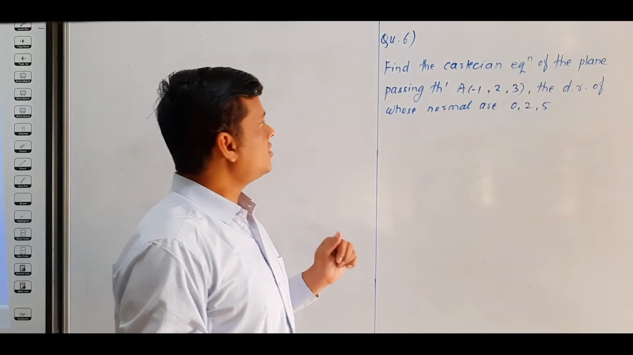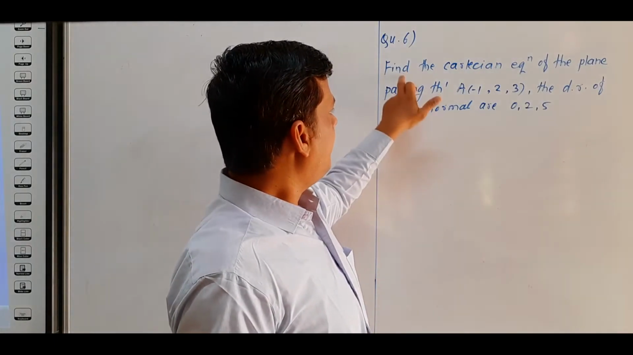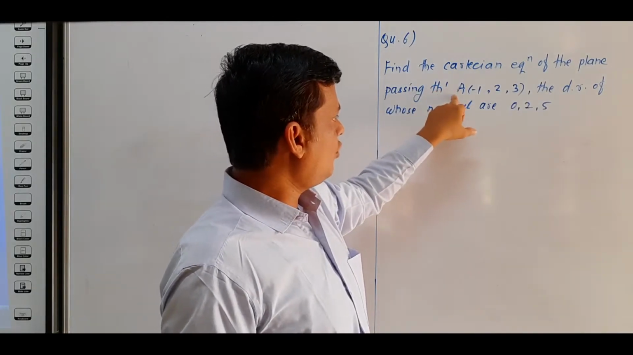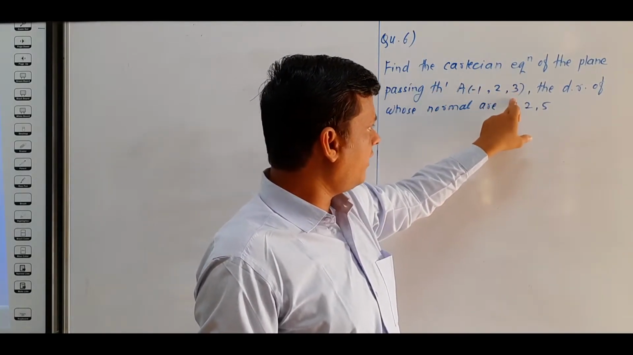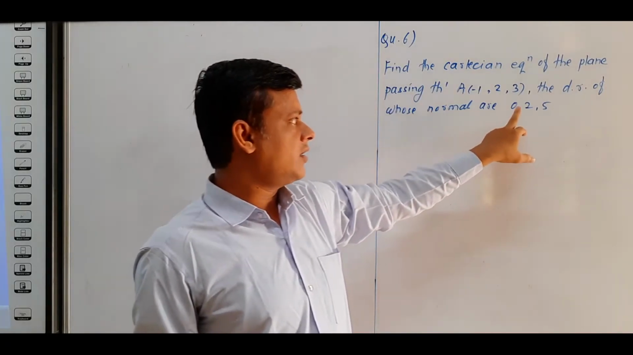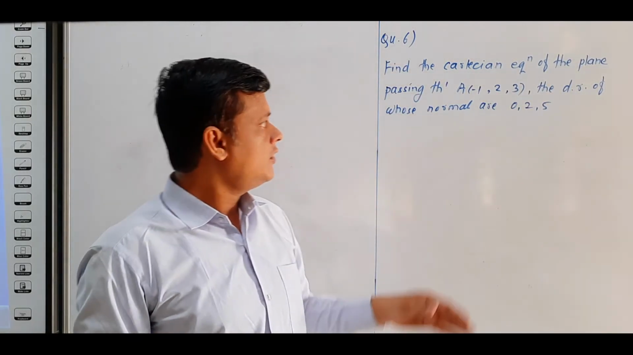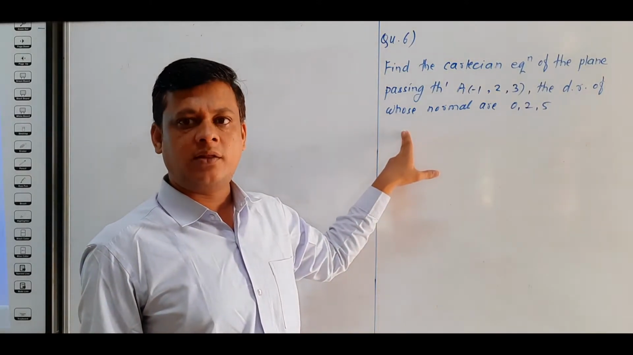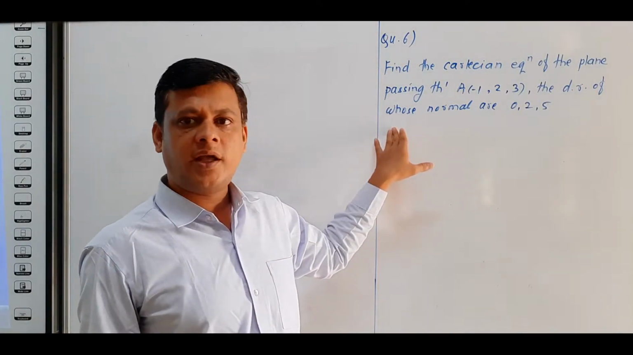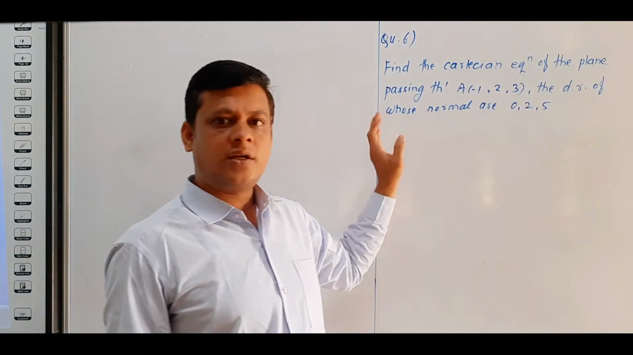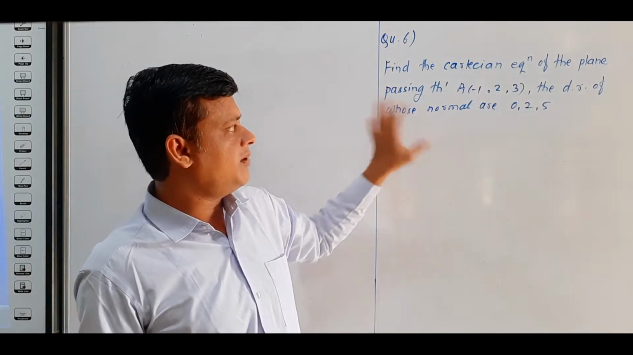Now see next question, question number 6. Find the Cartesian equation of the plane passing through A of -1, 2, 3, the direction ratios of whose normal are 0, 2, 5. So this question is based on Cartesian equation of a plane passing through a point A of x1, y1, z1 and the direction ratios of normal A, B, C.